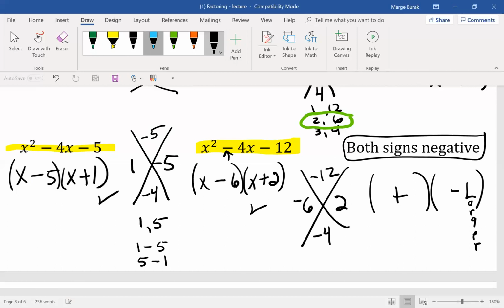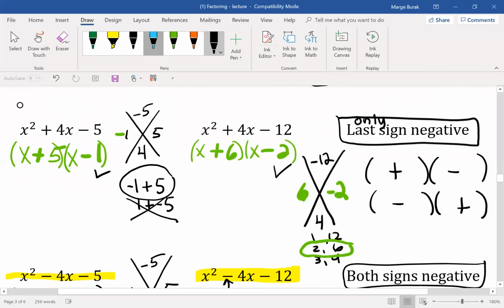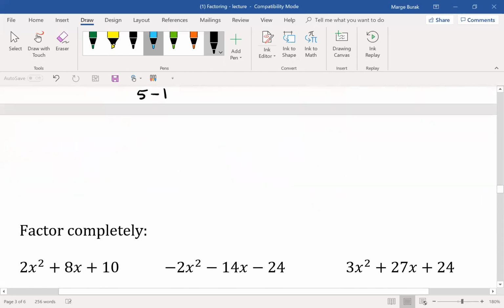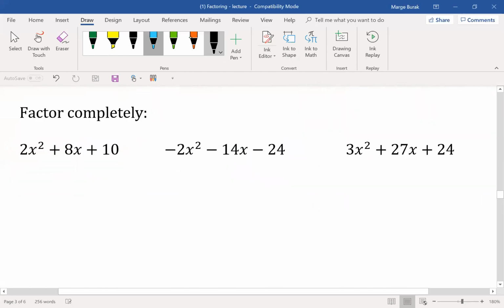Okay. And up here, if the last sign is negative, then the negative, you can trial and error, but really it's going to go on the smaller. Okay. Some people like to memorize rules that way, and some people just like to work it out and times it, which is great.